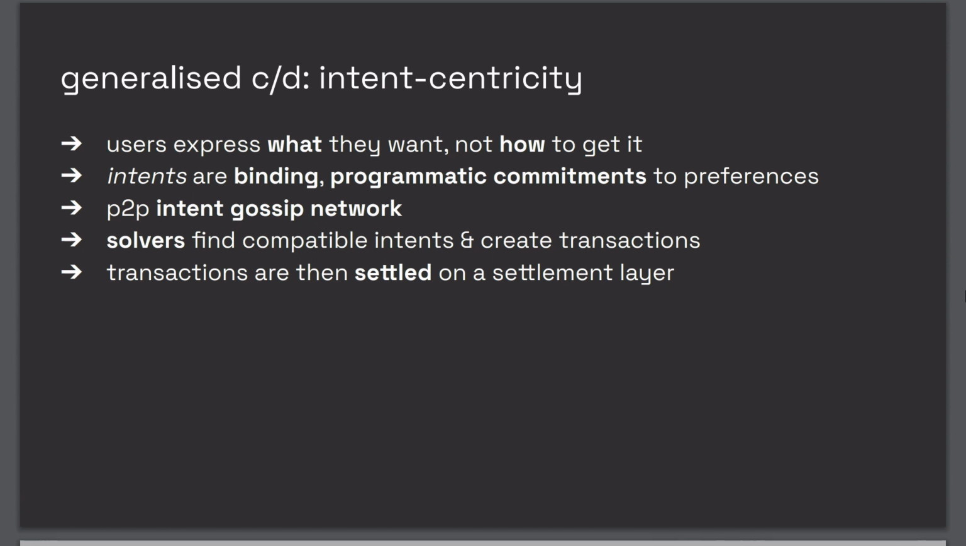So this distributed peer-to-peer intent gossip network doesn't provide any ordering. It just provides a way for counterparties to discover each other, and for solvers to figure out, given these many different intents, how they can put them together into a transaction that will satisfy everybody's preferences.